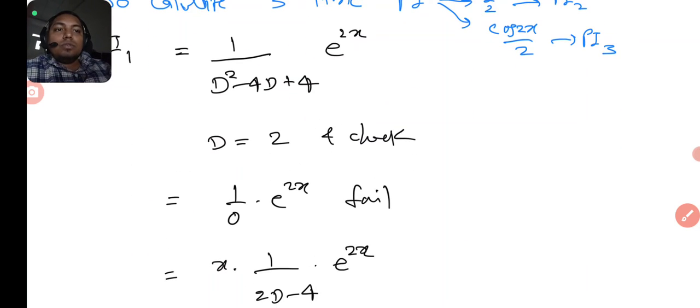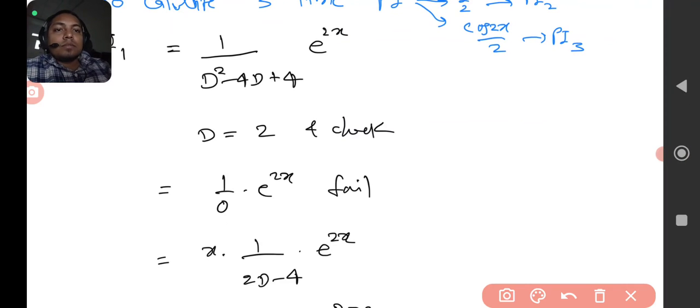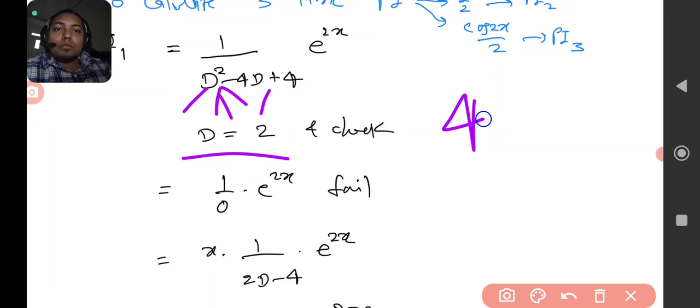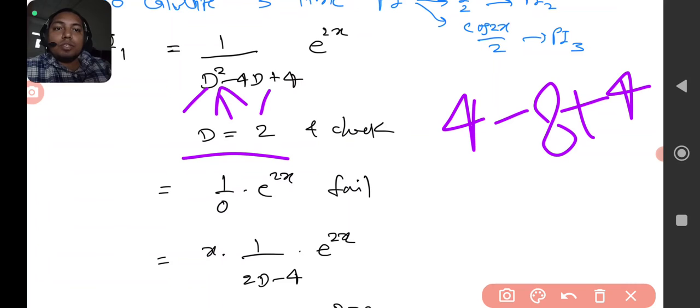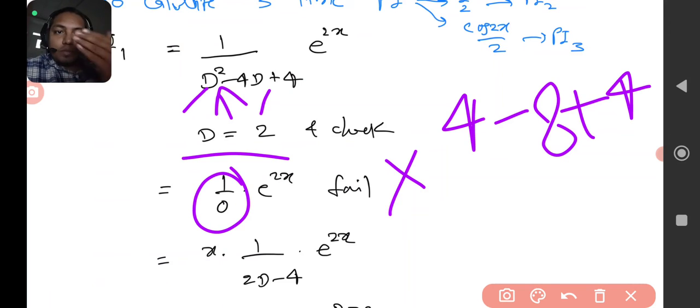At D equal to 2, we have to check whether it is becoming 0 or not, right? So at D equal to 2, if you substitute 2 here, this D square will become 4, and here it will become 8, so 4 minus 8 plus 4, the total answer will come 0, so 1 by 0 is coming. So here the first time it has failed. So second time, how do we solve for e power 2x?